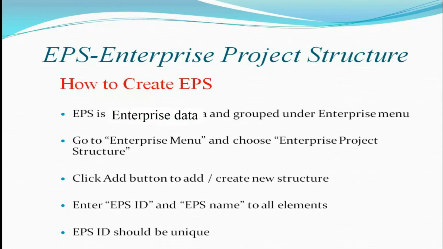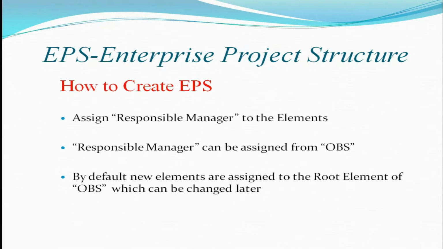How to create EPS? As we have seen, EPS is also enterprise data and it is grouped under the enterprise menu. We should go to the enterprise menu and choose enterprise project structure. Click the add button to create a new structure. We should enter the EPS ID and EPS name for all the elements. The EPS ID is unique. And we have to assign a responsible manager to the elements. Responsible manager can be assigned from OBS. By default, whenever we add a new element in the EPS, it will be assigned directly to the root of the existing OBS structure.